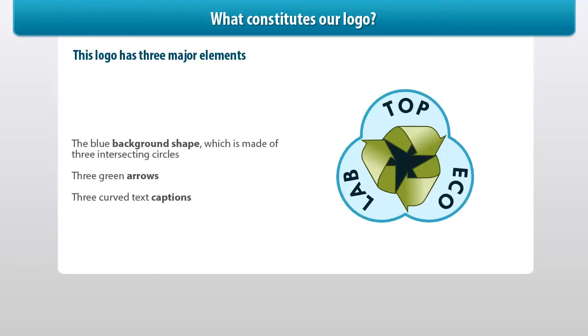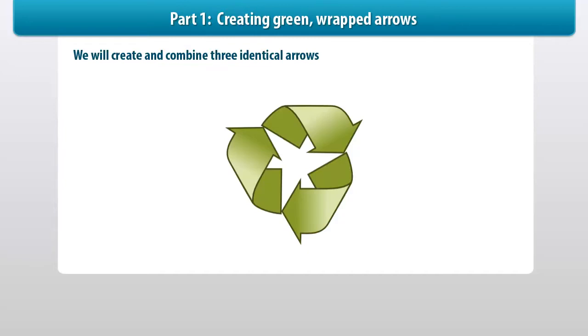It has 3 elements: blue background shape, 3 green arrows, and 3 curved text captions. We will create each of these elements separately, and then combine them together. Let's start with the green arrows. The arrows are identical, so I will create one arrow and then copy and rotate it 2 times.